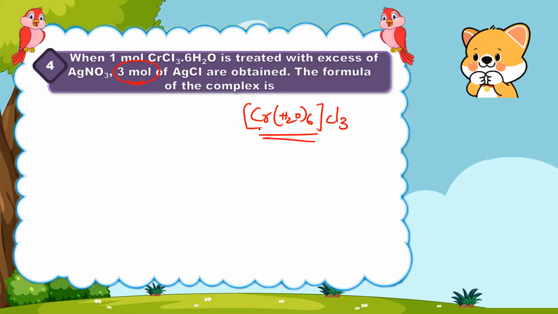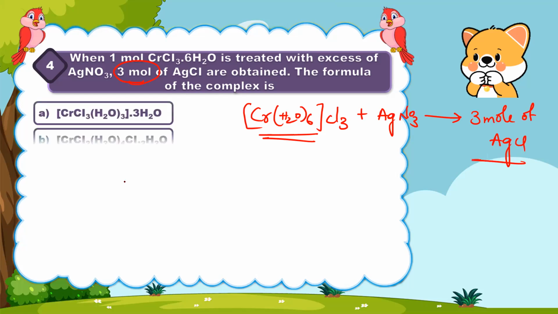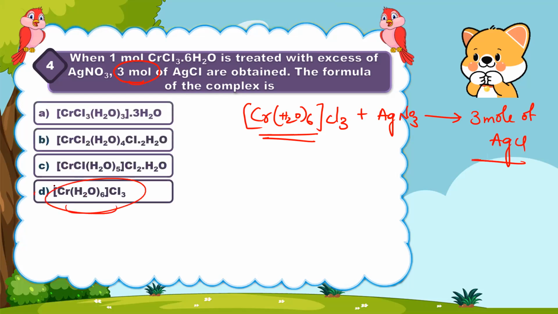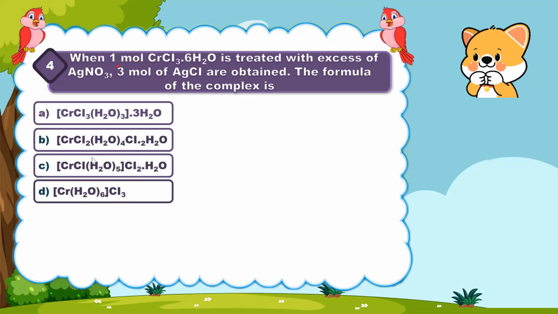Here 3 chlorine are outside of the coordination sphere. That's why whenever we treat with AgNO3, we are getting 3 mole of AgCl. So the correct formula of the complex is [Cr(H2O)6]Cl3. Option 4 is our correct answer.